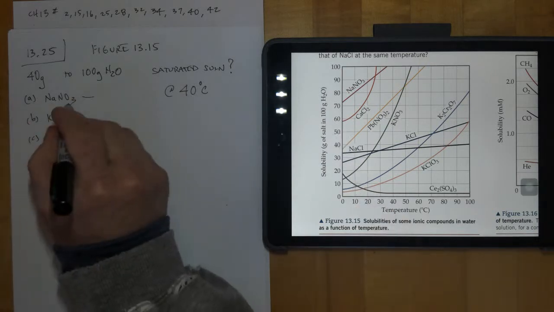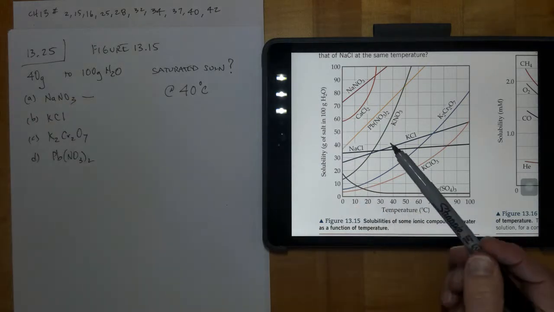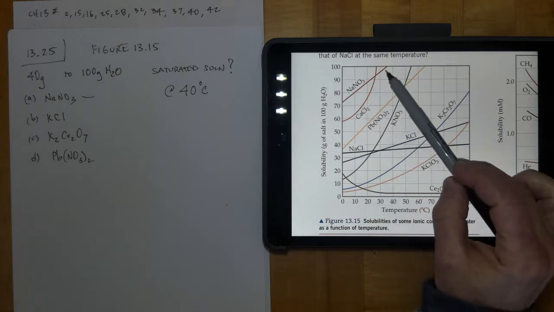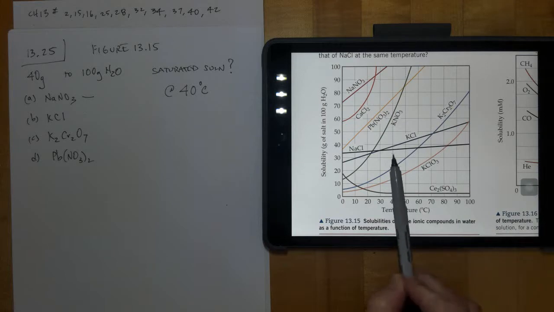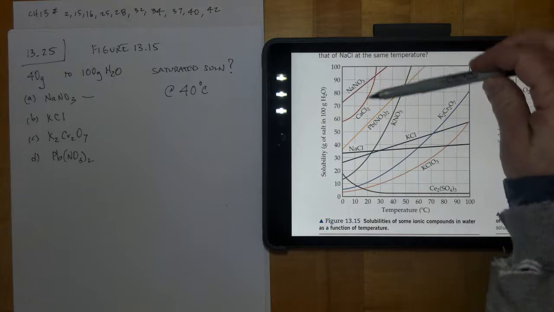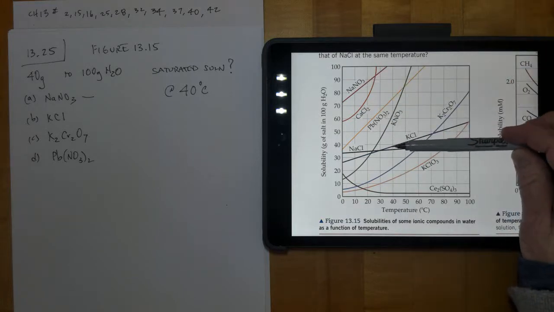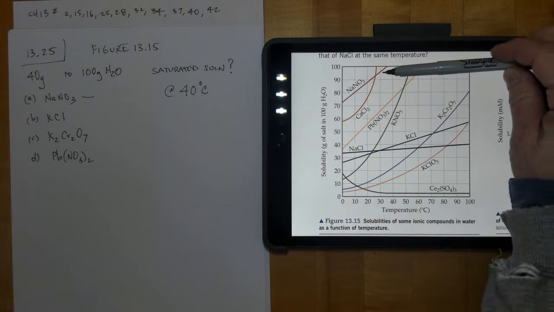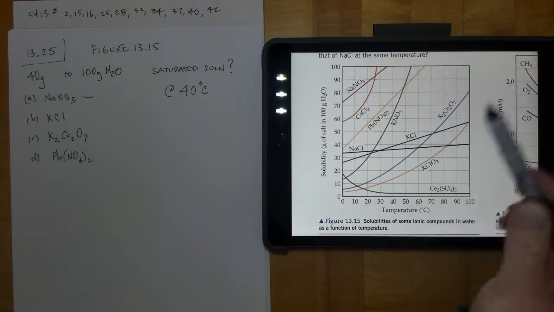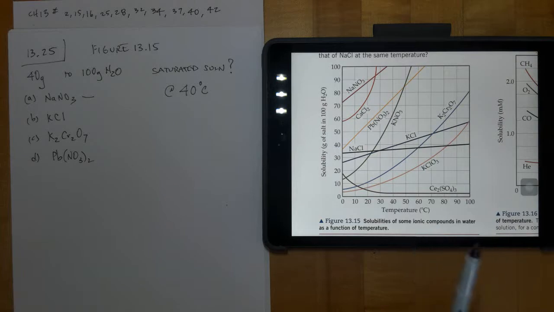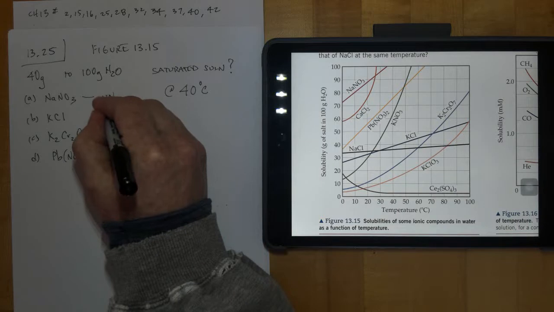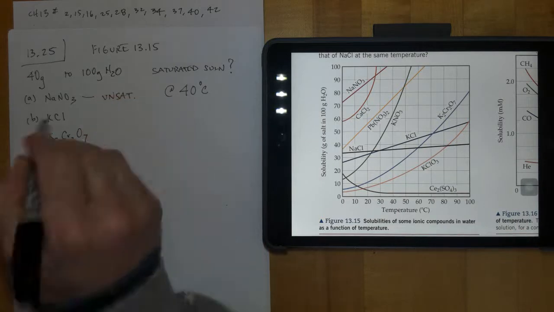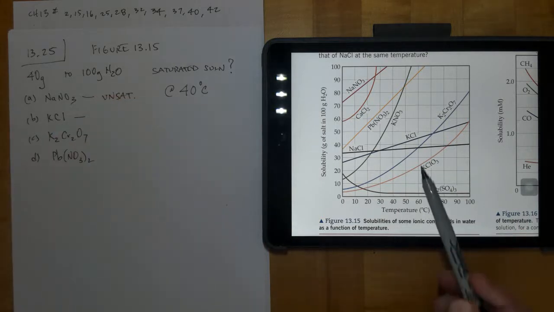So let's look at NaNO3 here first. NaNO3 is this curve, or this straight line right up here. And we're at 40 degrees Celsius and 40 grams of solute. We are well below that NaNO3 curve. A lot more could dissolve before we came up to the line, because remember, the line is the saturated solution. And so 40 and 40 will plot well below that, so this would be an unsaturated solution.